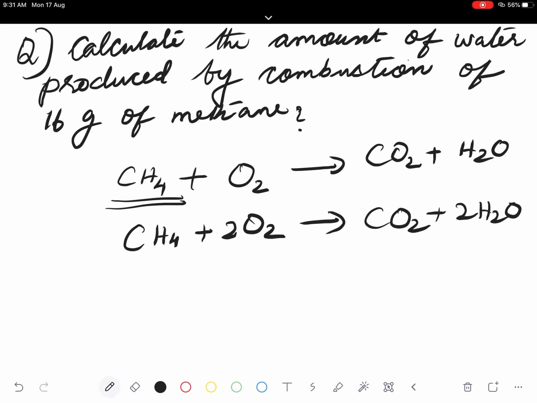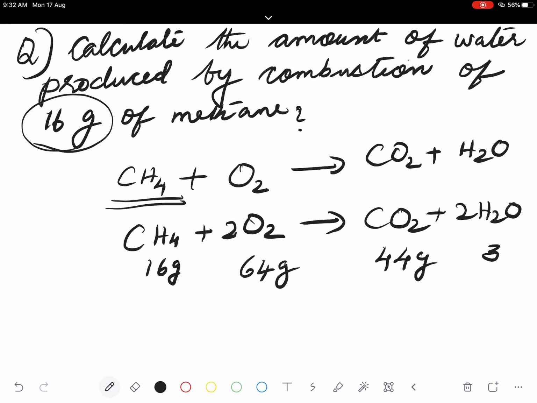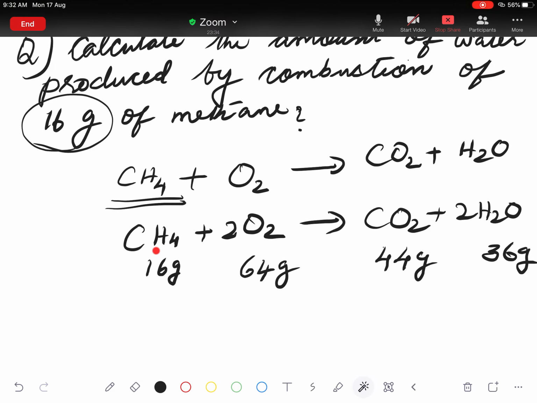Now the question is in terms of weight, grams. 16 grams of methane. Of course, here 16 gram. You put all the weights. This is 64 grams, this is 44 grams, this one is 36 grams. So the question is direct. Calculate the amount of water produced by the combustion of 16 grams of methane. Who will give me the answer? Correct, 36 grams. It is a direct question.